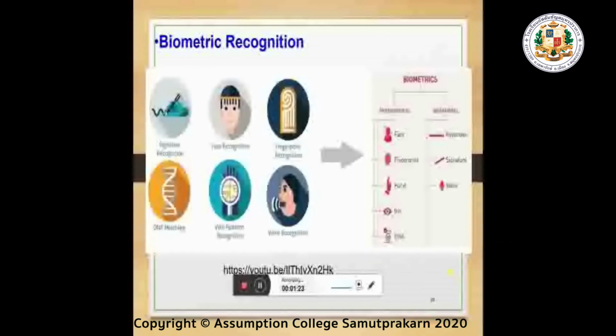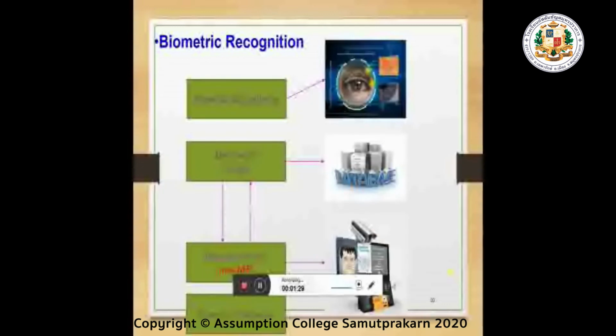So here are the types that we will discuss. For biometrics, especially nowadays, it's very popular and useful. The process starts with biometric data gathering, and all this data will be stored in a storage or database. And when there's a scanning or matching, the data from the database and the scanned information will be compared, and biometrics will produce verifications.